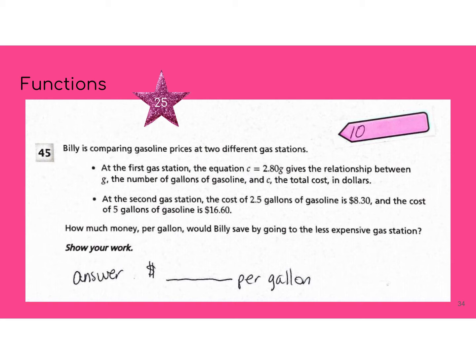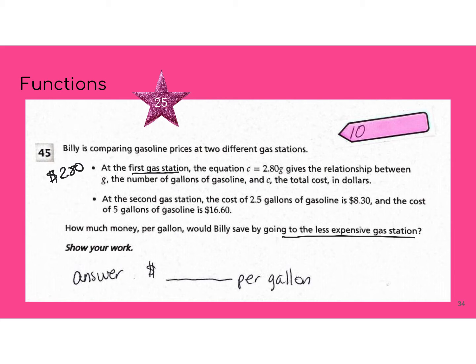So in this problem, they're asking us to find out how much this kid is going to save, but they ask us by going to the less expensive gas station. Well, we have to determine which gas station is less expensive. So the first gas station right here, it says the cost is equal to $2.80 per gallon. So that means $2.80 per gallon.